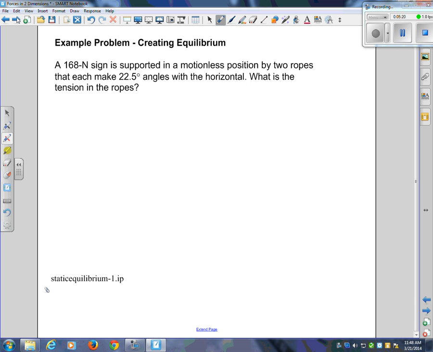Yes. Okay. So here's an example. And I think you have the example right there, do you not? Yes, you do. A 168 Newton sign is supported in a motionless position, in other words, it's at rest, by two ropes that each make 22.5 degree angles with horizontal. What is the tension in the ropes? Okay, so I'm going to have to draw this for you, aren't I?